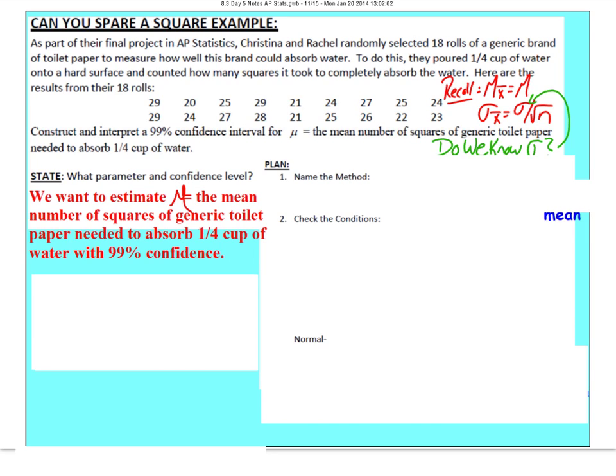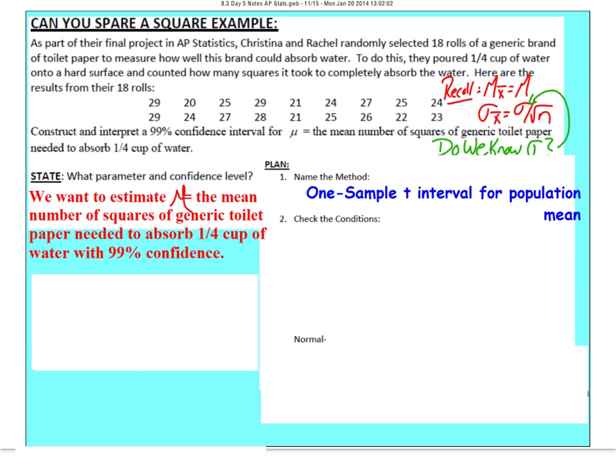Okay, what's our plan? For the plan, refer back to the handy sheet I gave you of all the confidence intervals and tests. What method or confidence interval are we going to do? All you need to state here is that we're going to do the one sample t interval for the population mean, and we'll get credit.